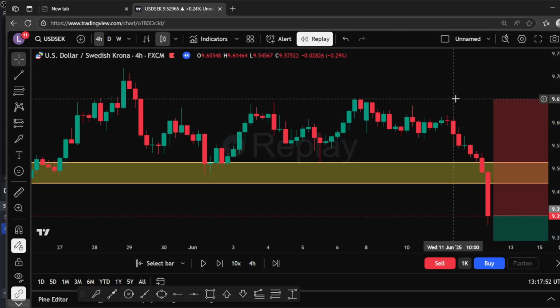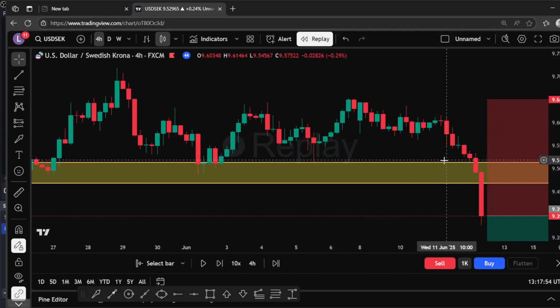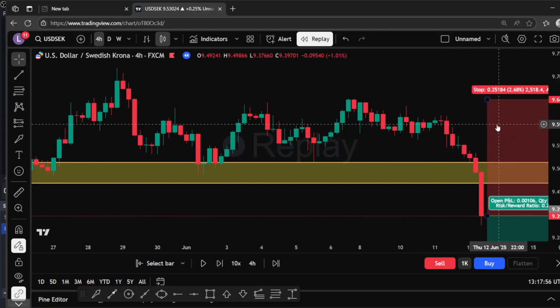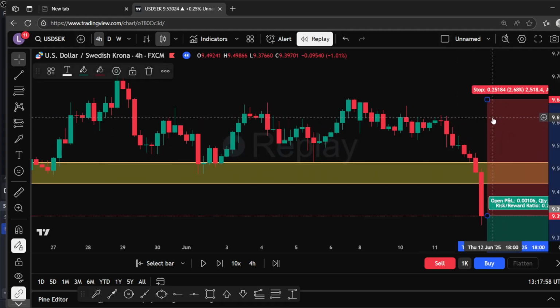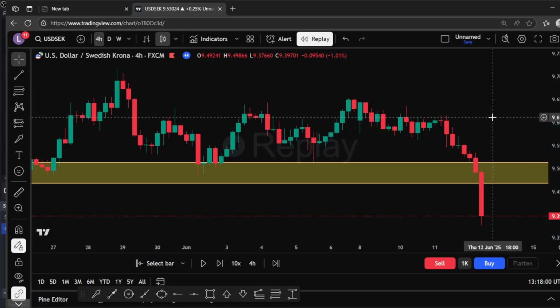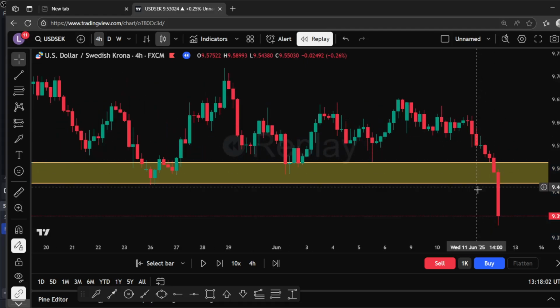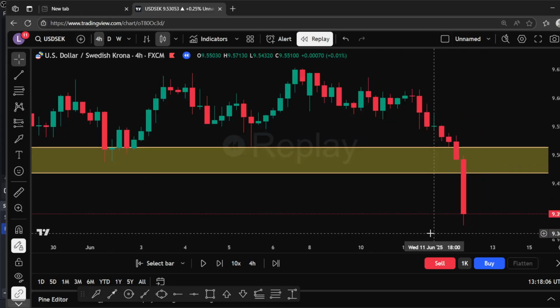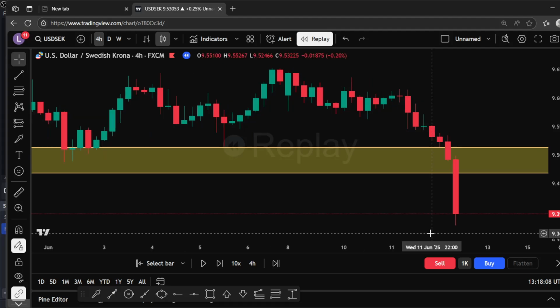Okay. That is a lot of pips to risk. Yeah. That is a lot of money to risk. So I'll delete that because I don't trade like that. So I'm using the replay mode. So we just go candle by candle, and then I'll teach you how not to trade.